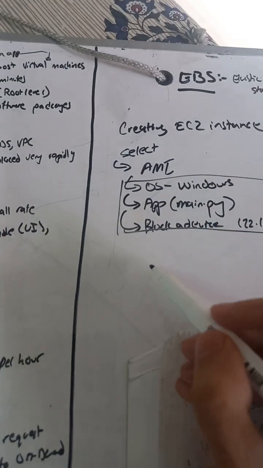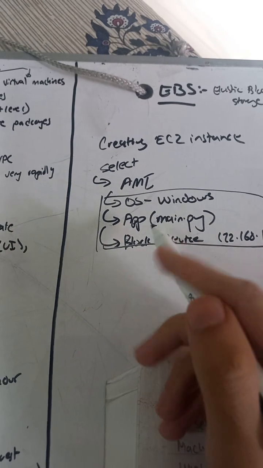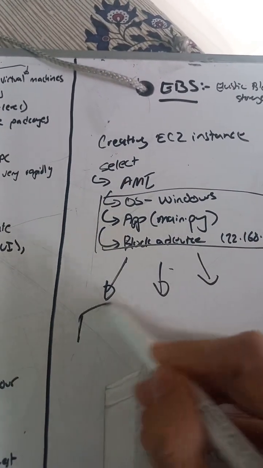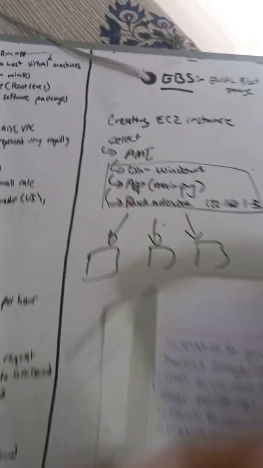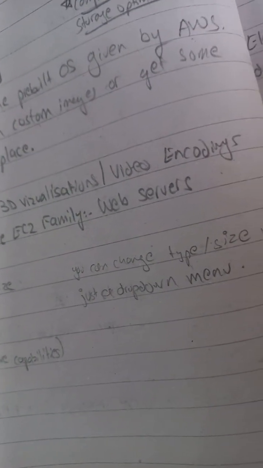Now what you can do is that you can have the same AMI and use that on multiple instances as well. So you can do that as well. Let me see if I can show you the diagram.